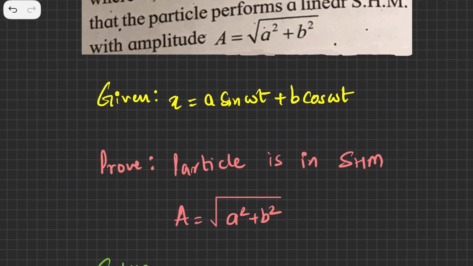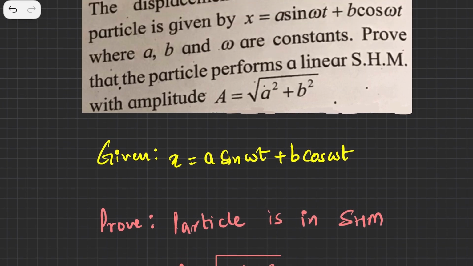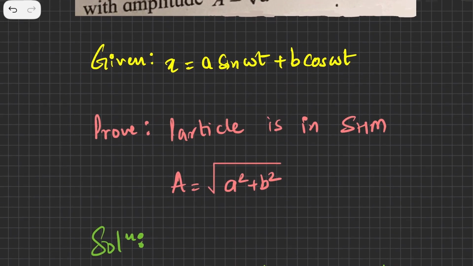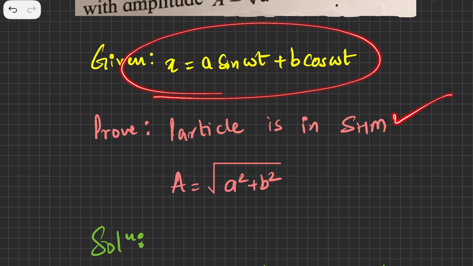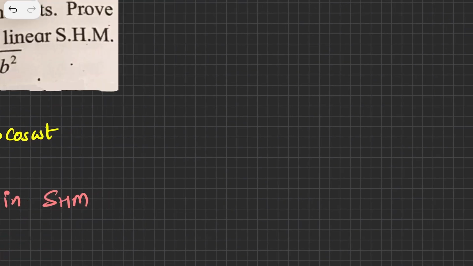This problem is going to take a while, so maybe this question can come for 3 marks. Maybe it is not deserving 2 marks, but if the entire question comes, it will come for 3 marks. If a part of the question comes, it can always come for 2 marks. So there are two aspects of this question. We are supposed to prove that this particle is in simple harmonic motion, and second, that the amplitude is equal to root of a square plus b square. So let's just see how to crack the problem.